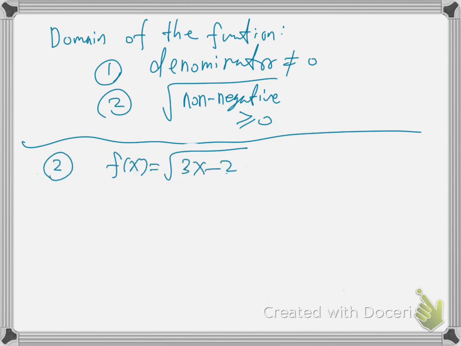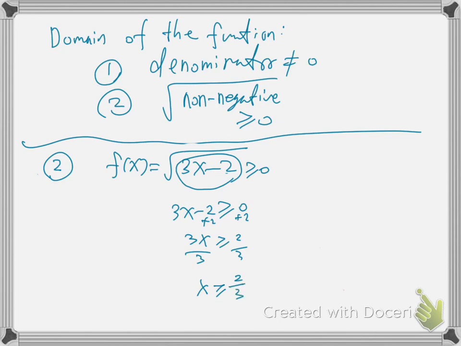Okay, so example 2 is 3x minus 2 in the radical sign, right? Then you need to check this is greater than or equal to 0. So 3x minus 2 greater than or equal to 0. Then we have 3x is greater than or equal to 2, so x is greater than or equal to 2/3, right? So this is the domain.